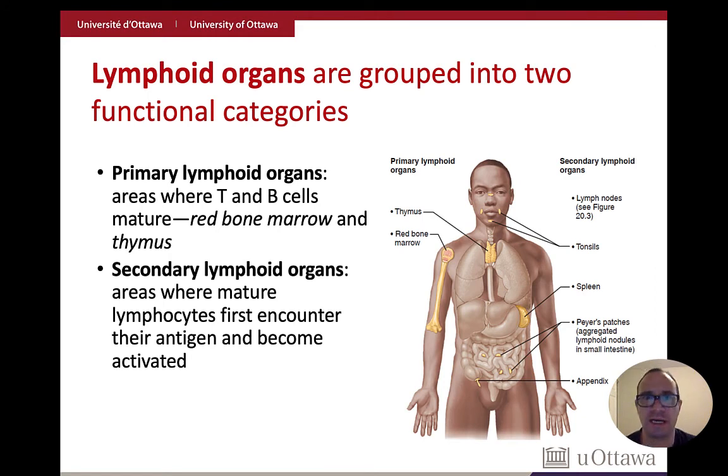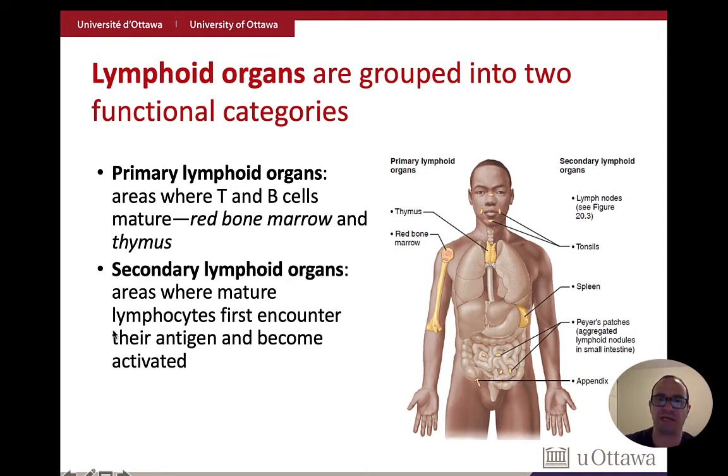Lymphoid organs, again, this is what we're talking about. These are the things that are made up of those two types of tissues. You have primary lymphoid organs. These are where B and T cells mature. And examples of that include the red bone marrow and the thymus. Okay, so red bone marrow and your thymus is here.